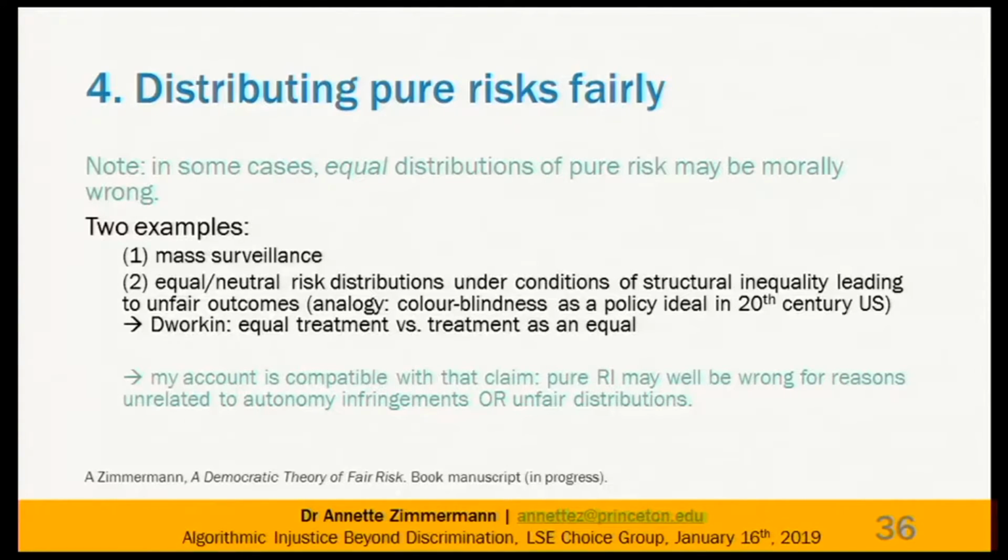So imagine a mass surveillance case where I'm assuming that despite the fact that I have massive social injustice, I still surveil every member of my population equally. And I might still have moral objections to this particular practice. So again, this claim is compatible with my account because I'm not saying that the fairness of pure risk distributions is the only or the decisive feature. I also want to highlight that sometimes I find equal or supposedly neutral distributions of pure risks, but whenever they operate under de facto conditions of inequality, they will lead to unequal results.